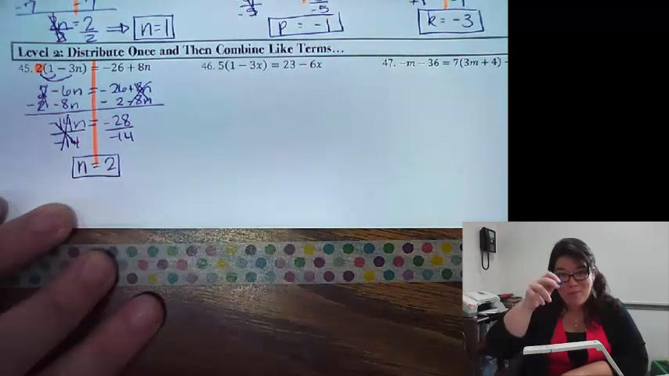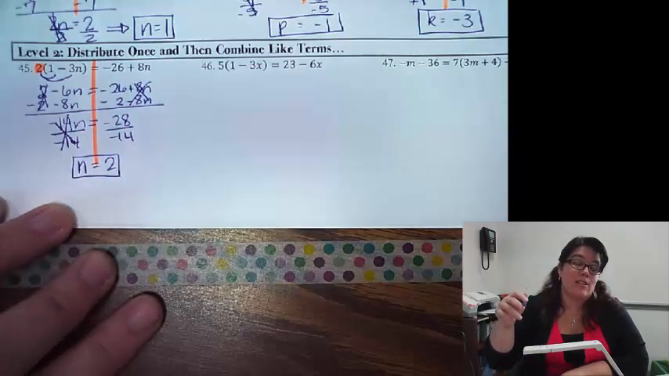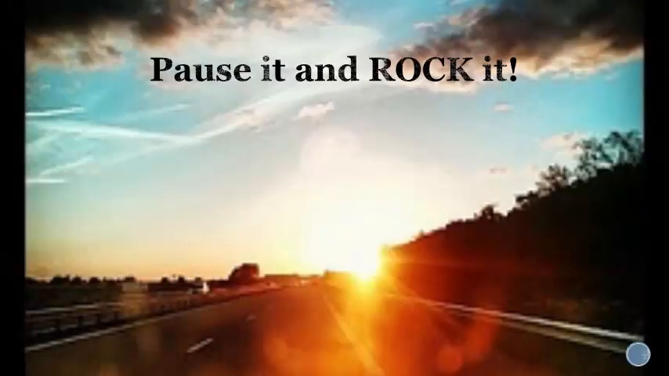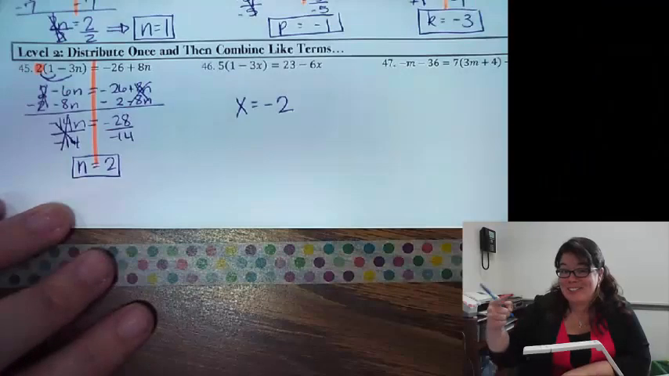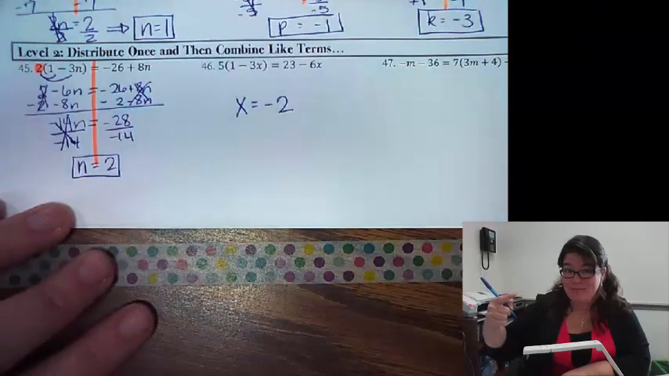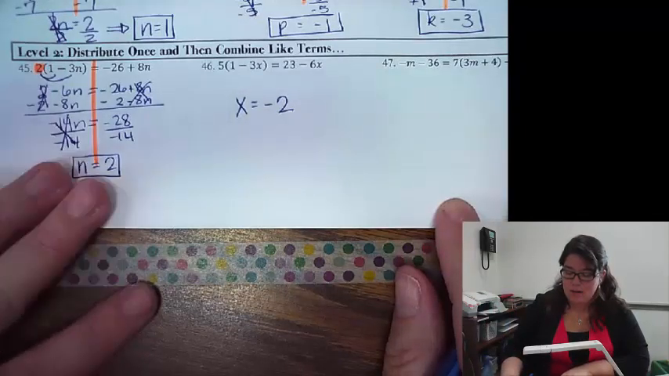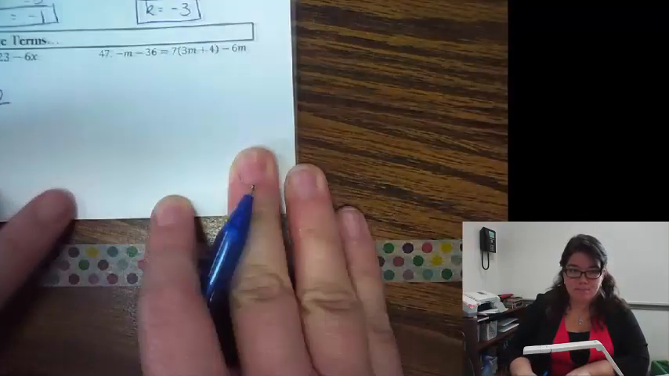Holla! Why don't you pause the video and try number 46 on your own. Come on back when you think you've got it. How'd you do? Did you get x equals negative 2? I bet you did. But let's do another one together just to make sure you're solid on these level 2 problems. All right, gonna move this over just a bit.